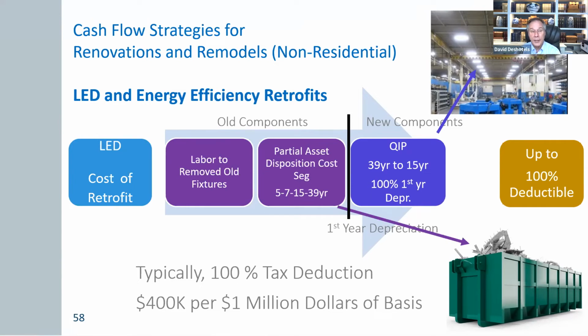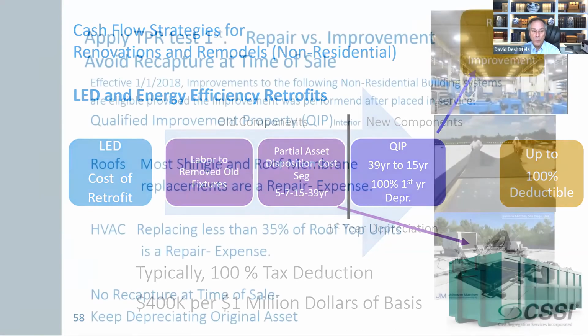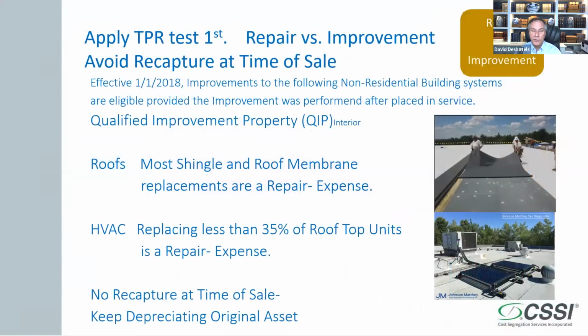Not everybody knows that. We at CSSI do a lot of LED retrofits, and that's one of our advantages in the marketplace: we do the tax work to get that done for our clients so that I can put $400,000 of cash against that $1 million project. Don't miss those deductions. They're there for you. They're there to help you. Make sure that you're taking full advantage of all of these deductions.